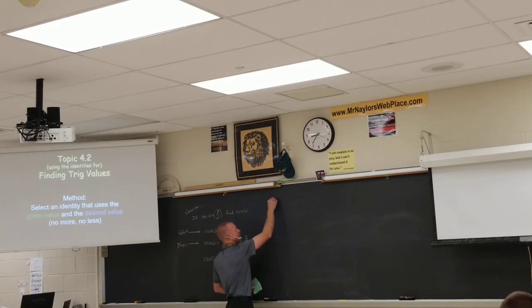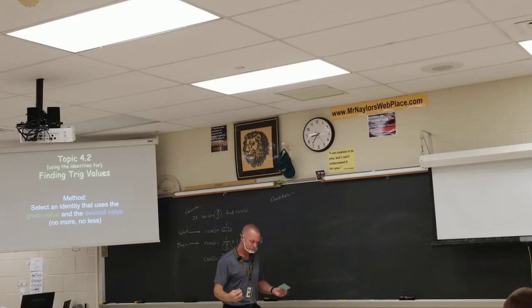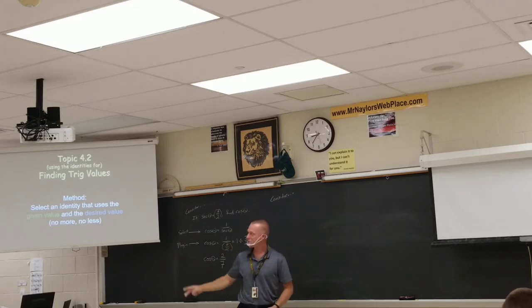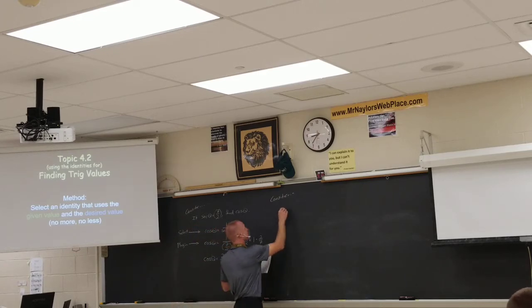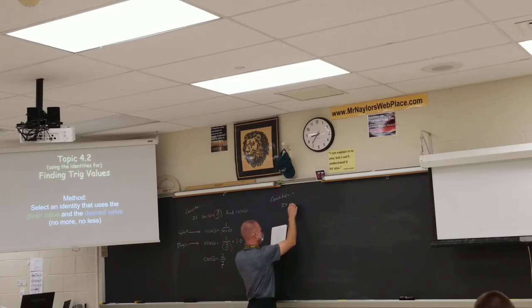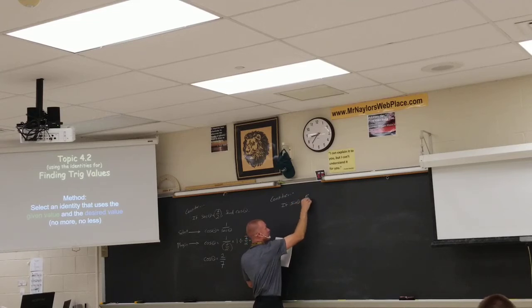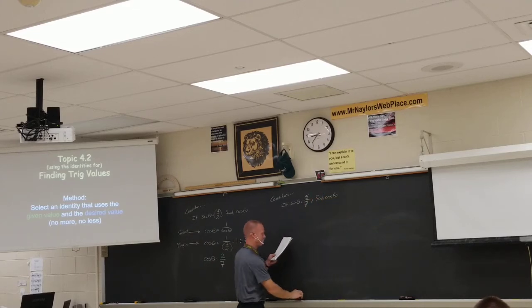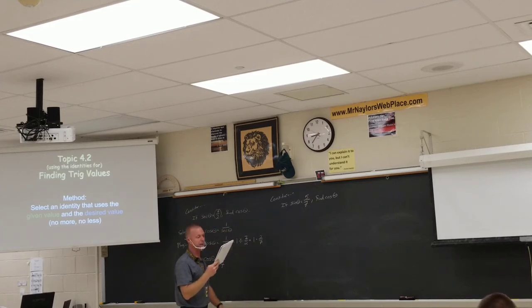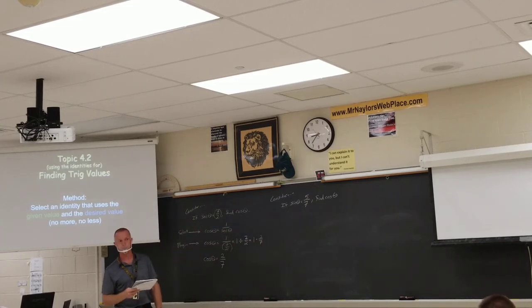Let's try another one that is purposely a little bit different, yet it still follows this strategy. The strategy is to try to select an identity. Same thing. Let's just kind of consider this. This time we're going to say that the sine of theta, which is given to us, is equal to 5/7. Now we want to find the cosine of theta. Sine of theta is 5/7. We want to find the cosine.